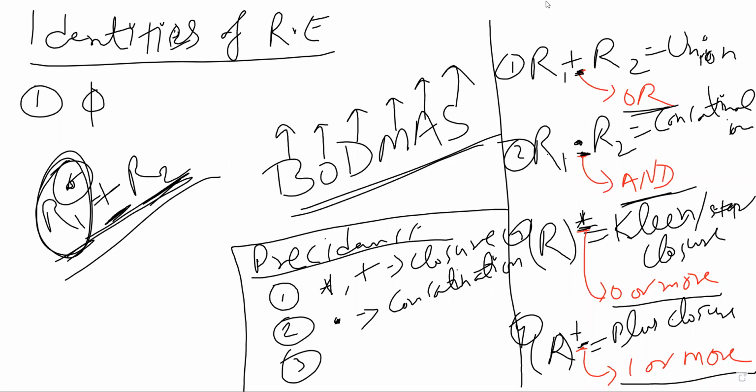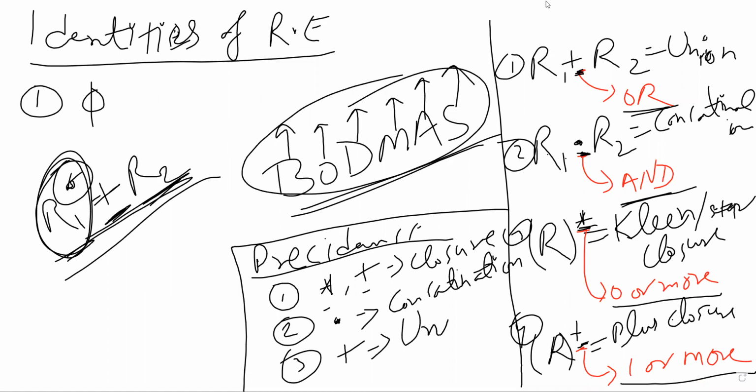Now we are talking about the precedence of these operators. Like in mathematics, arithmetic expressions have BODMAS, which talks about precedence. Here, the highest precedence is of these closures, star closure and plus closure. Second is concatenation. Third and last priority is for union. So union has the least priority and the closures have the highest priority.